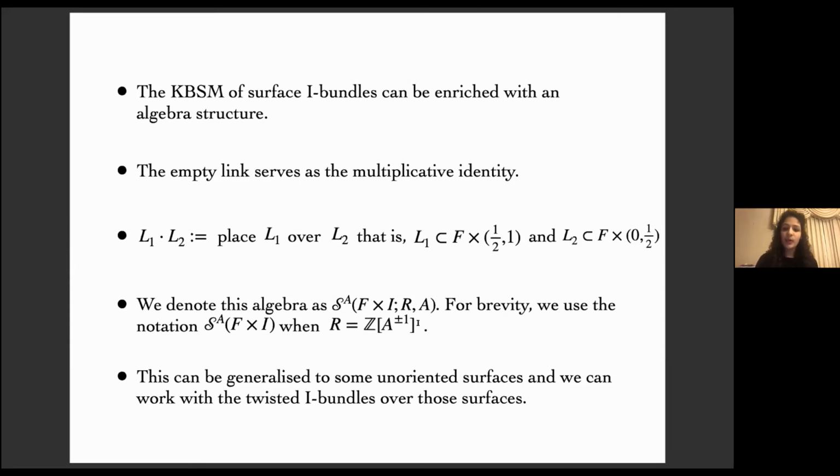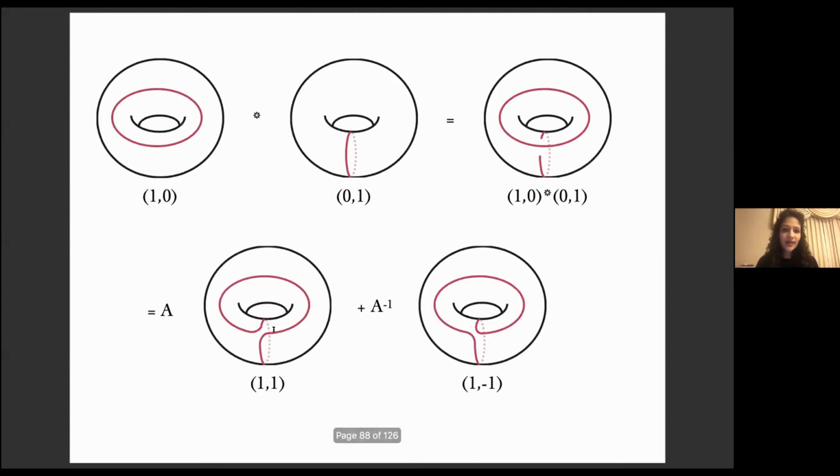And again, if we're working with the ring of Laurent polynomials with integer coefficients, we will use a simpler notation. We can generalize this to some unoriented surfaces, very few of them. And in that case, we will work with twisted I-bundles over those surfaces. I will give one example of unoriented surfaces as well. Okay, so this is an example of the Kauffman bracket skein algebra of the torus. So if you want to multiply the curves (1,0) and (0,1), we place (1,0) over (0,1), and then we mod out by the Kauffman bracket skein relations to get this sum.